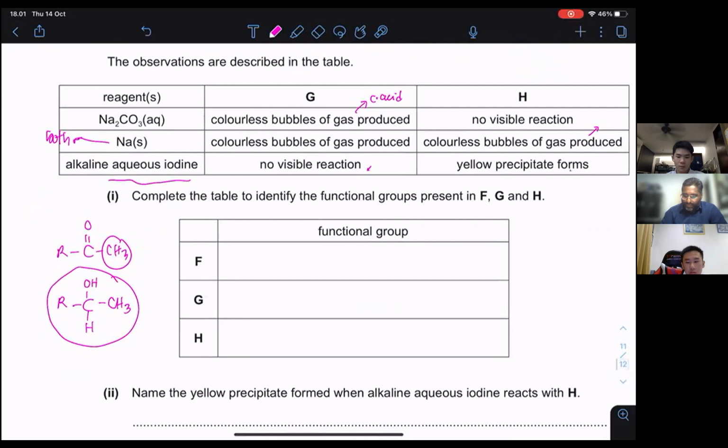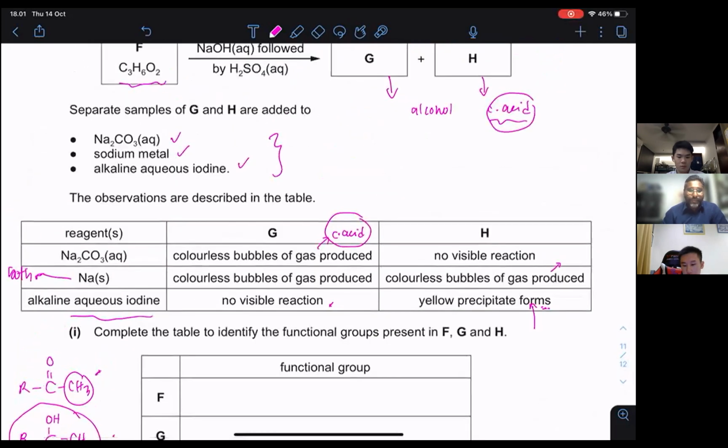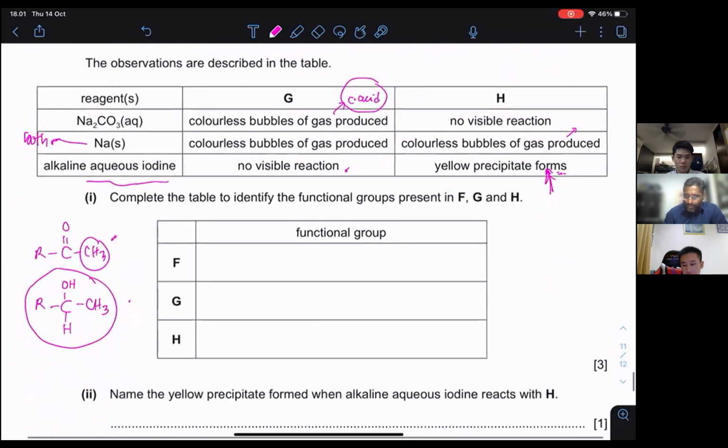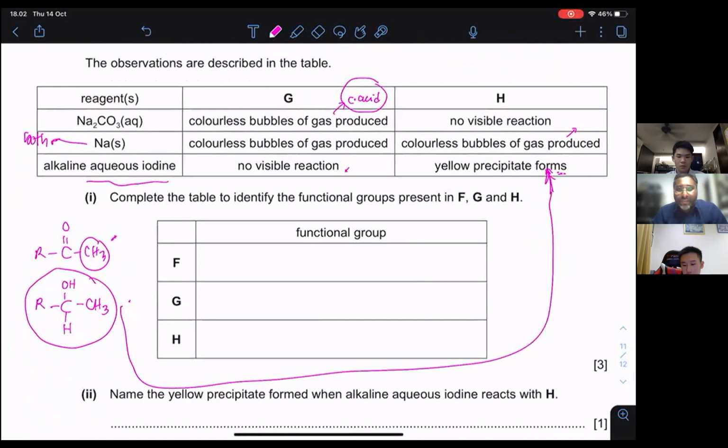It means that this one, just now we already identified, is carboxylic acid. When they say yellow precipitate, it must be either a carbonyl compound or this. Yellow precipitate, we know it's not a carbonyl compound. We are not looking for a carbonyl compound also. So it must be alcohol. The alcohol is a special type of alcohol. It will have this structure.